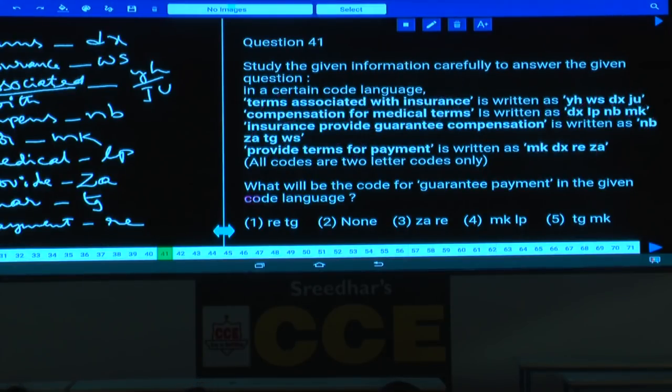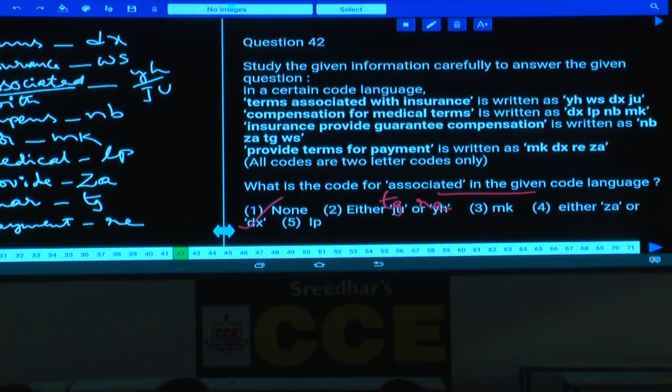Then question number 41. What will be the code for guarantee payment? Yes, what is guarantee here? The code to the word guarantee is TG. Guarantee is TG. And payment, what is the code to the word payment here? RE. TG, RE in any order that is given in choice 1. And again the codes need not necessarily be in the same order. The order of the codes can be changed.